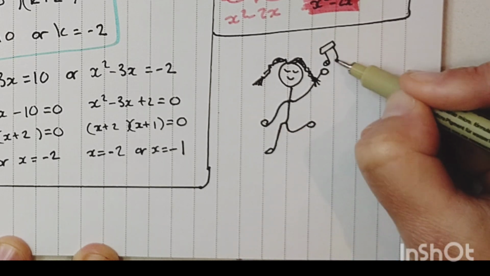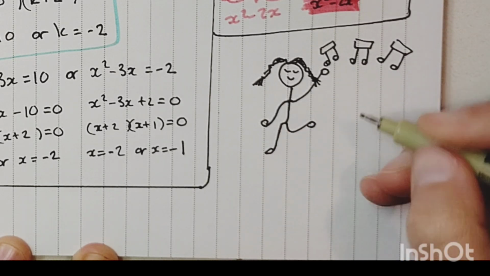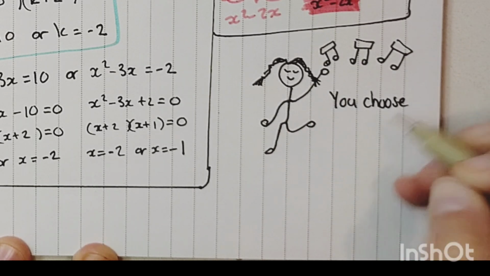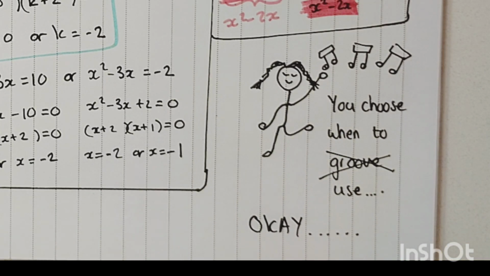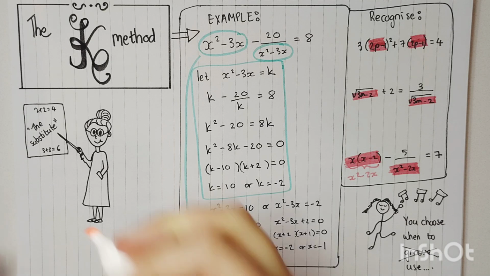So the wonderful thing about the K method is that you get to choose when you want to use it, and use it whenever you need. You'll see it even in other sections that you need to plug in a k to make it simpler.